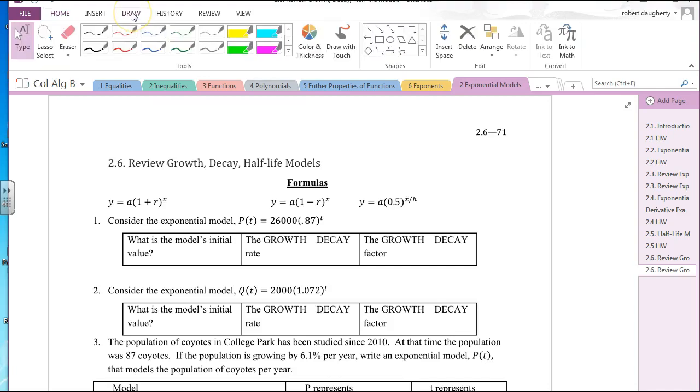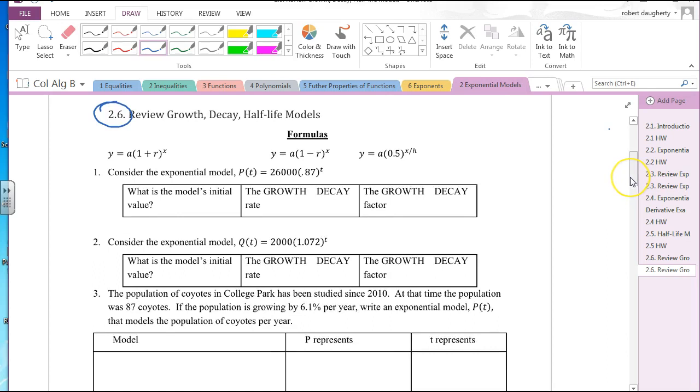This is review 2.6. This is the review for our second quiz on exponential models. Again, it's just the content that we've seen in 2.4 and 2.5. There were two new lessons, 2.4 and 2.5, and this is the review 2.6 on that material.